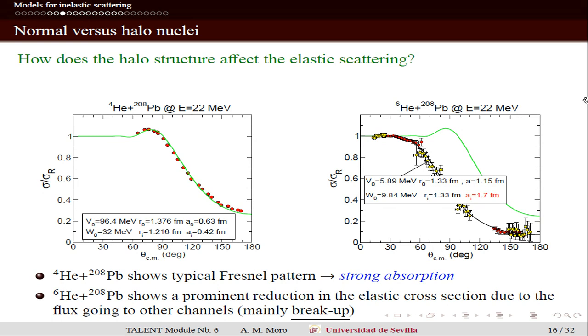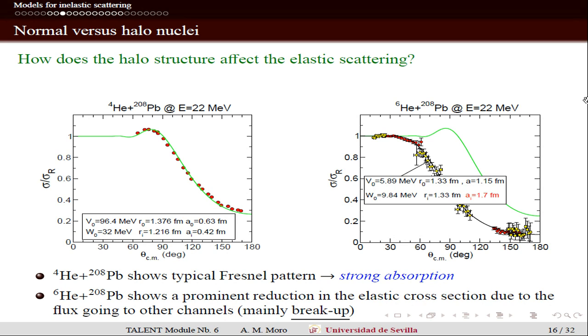So on the left, you have helium-4 on lead at 22 MeV, and this is a nice example of this Fresnel pattern. This energy, 22 MeV, is 2-3 MeV above the Coulomb barrier, so we start to have these nuclear effects. We don't have pure Rutherford scattering. We have something that deviates from Rutherford scattering, and this situation is generically called the strong absorption picture. This is just an optical model fit to the data.